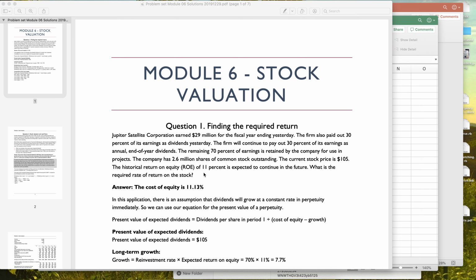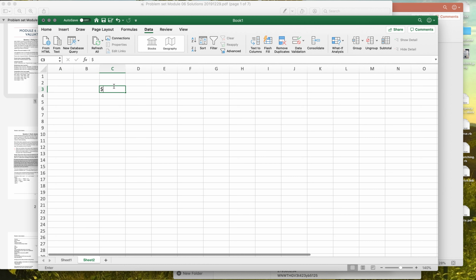There's a return on equity of 11% in the future that's expected to continue. What's the required rate of return on the stock? Okay, so let's start with the earnings of 29 million. Dividends are going to be that times 30%, and this is in millions.